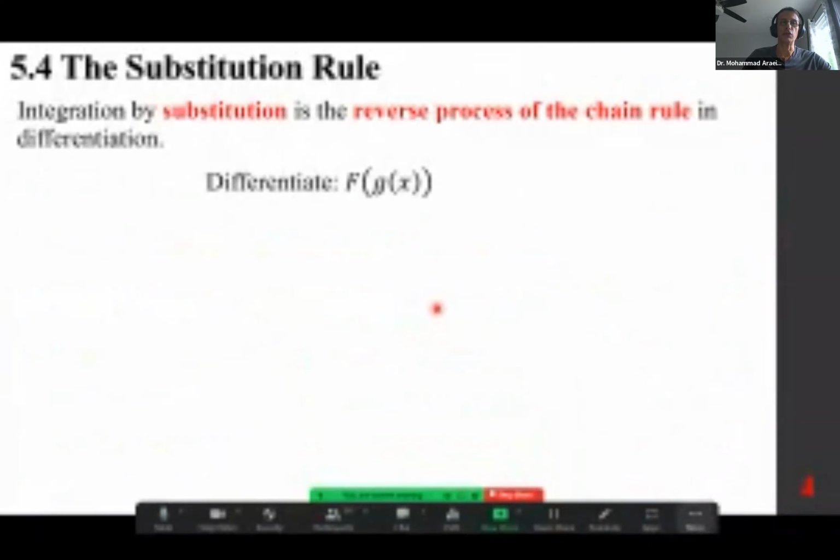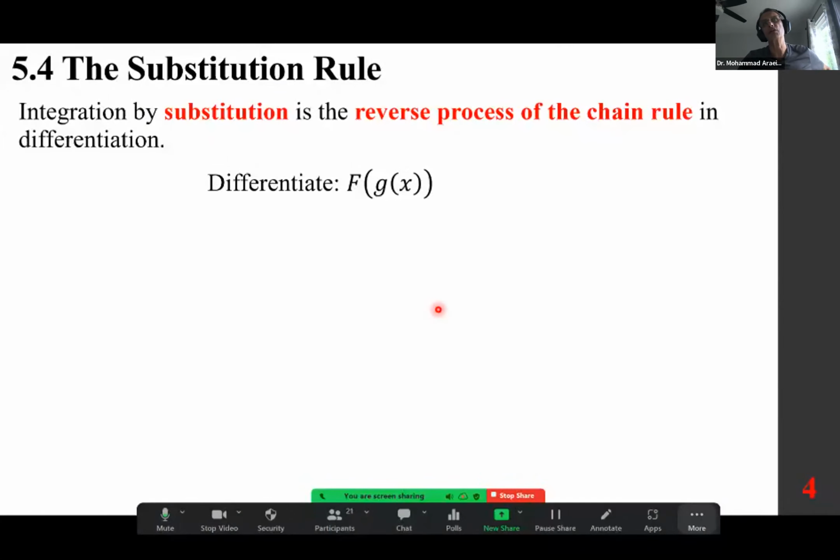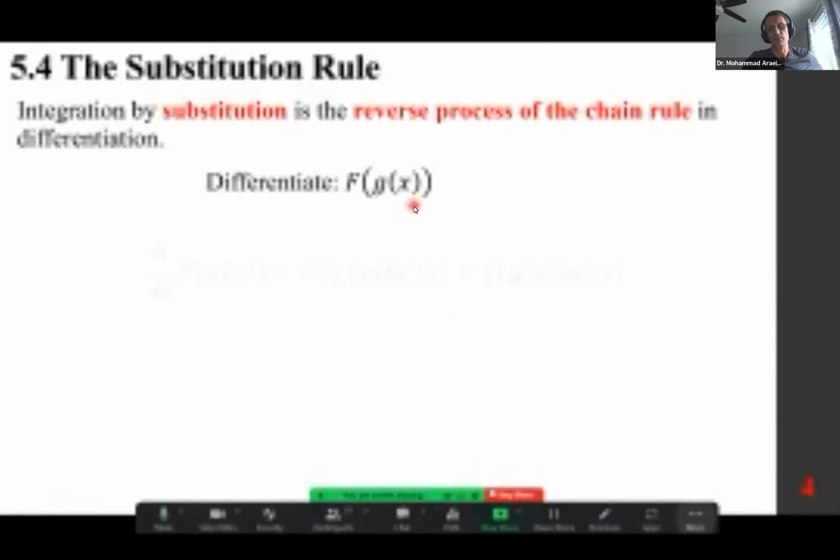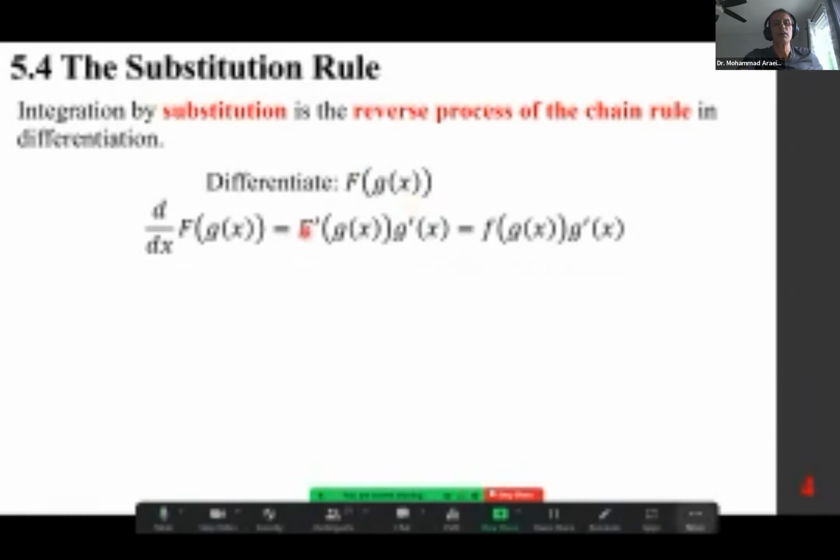And we're going to go over that. And in short, integration by substitution is the reverse process of the chain rule. So we remember the composite function, capital F of g of x. If we want to differentiate that, we get capital F prime of g of x times the derivative of the inside by the chain rule, which is g prime of x. And if we take capital F prime to be the lowercase f, as is the case in integration, lowercase f of g of x times g prime of x.